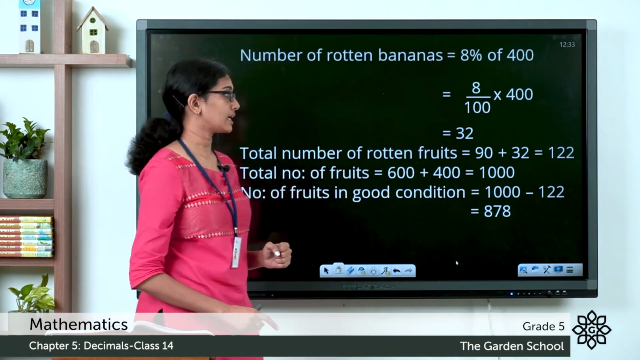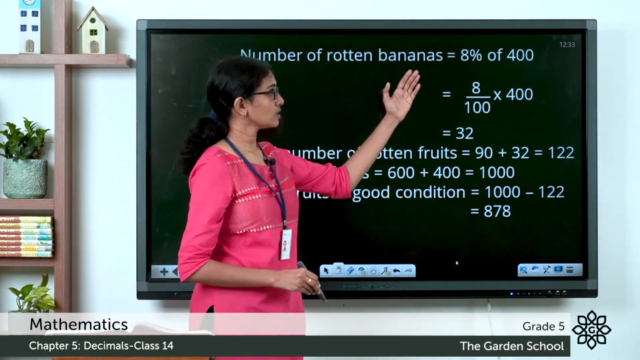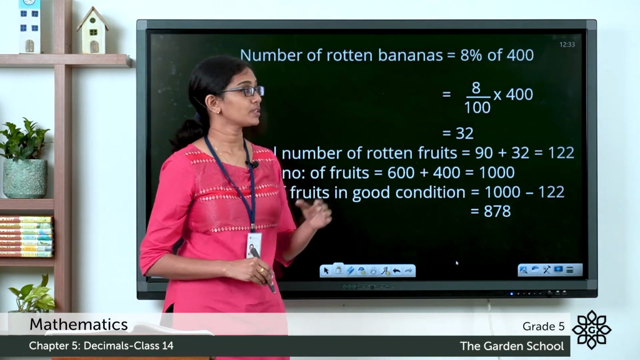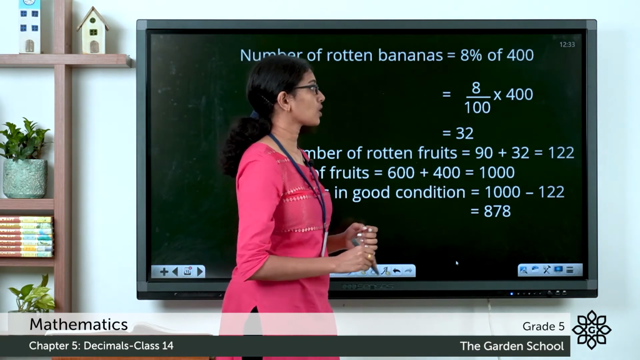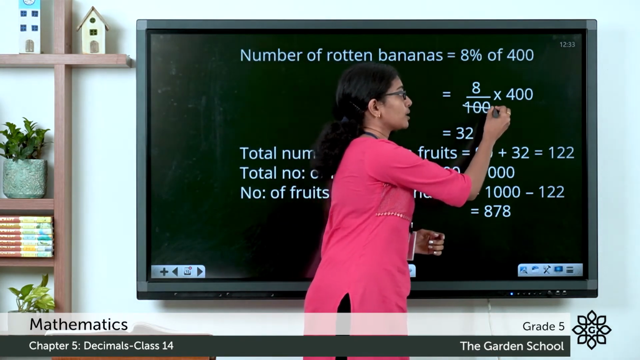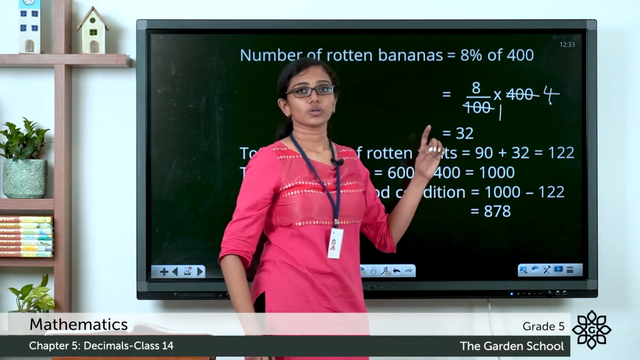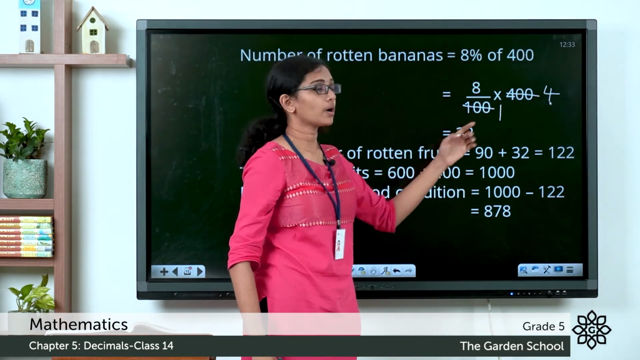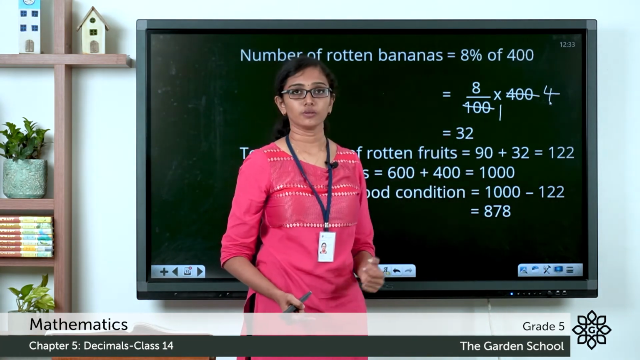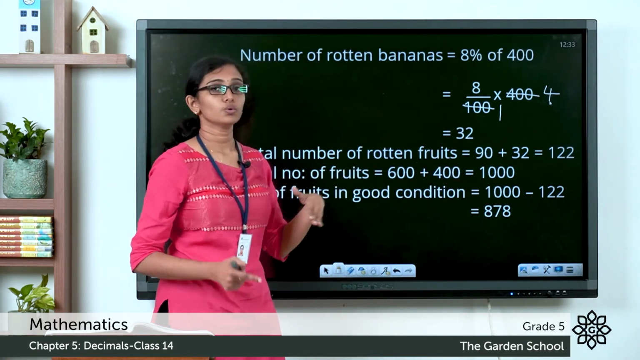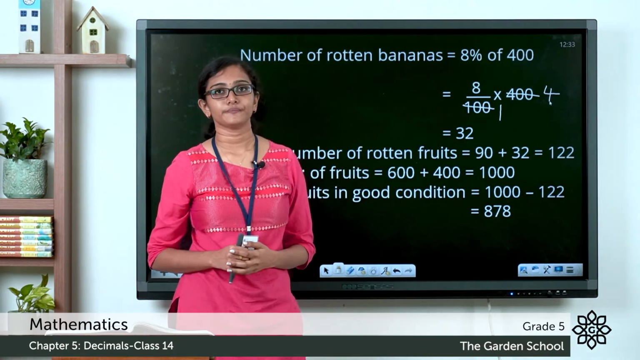Now what about bananas? Number of rotten bananas is equal to 8% of 400, which is equal to 8 by 100 into 400. Cancelling out the common factors, 100 divided by 100 is 1, 400 divided by 100 is 4. So here it is 8 into 4 by 1, which is equal to 32 by 1, and that is equal to 32. This means 32 bananas out of 400 bananas were rotten.